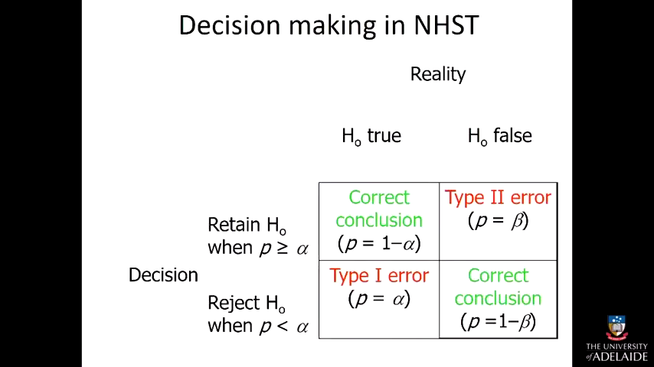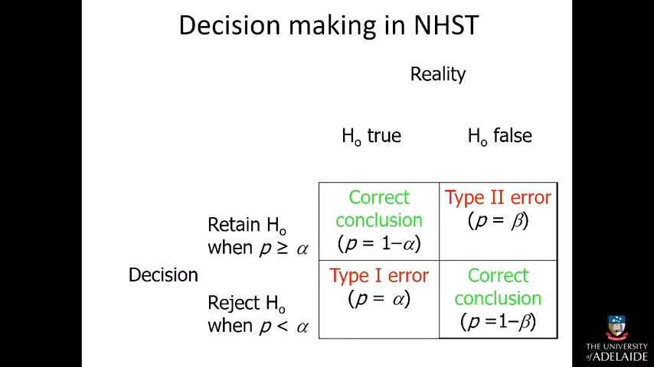Have you seen this sort of contingency table before? So this is purportedly how we make decisions in null hypothesis significance testing. It's a 2x2 contingency table. Across the top we have reality, which is not known to us. But we can be sure that the null hypothesis is either true or it is not. Then we have the decision that we make based on our data.